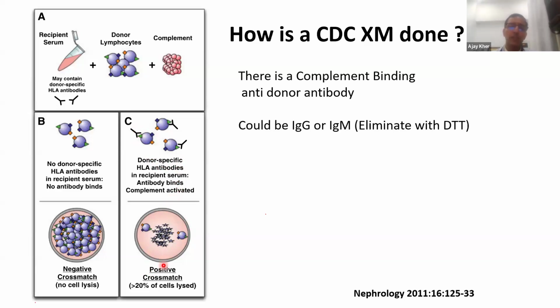What it doesn't tell you is whether it is IgG or IgM. For IgM, you can DTT treat your CDC crossmatch, and if it turns negative, then you know it's an IgM antibody. And for whatever reason, IgM antibodies we can ignore.